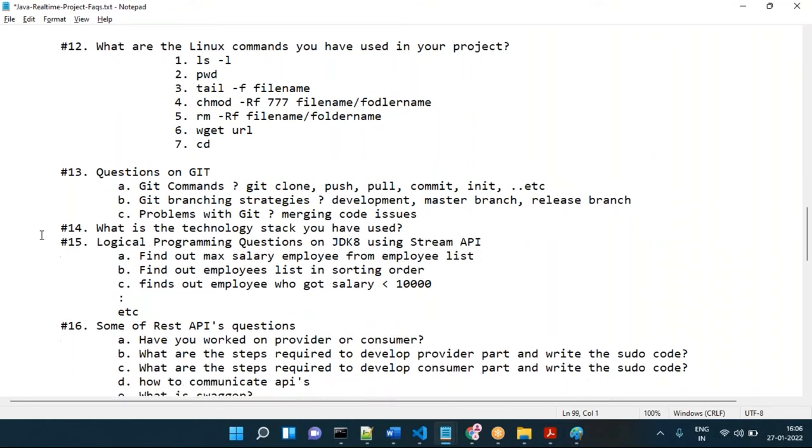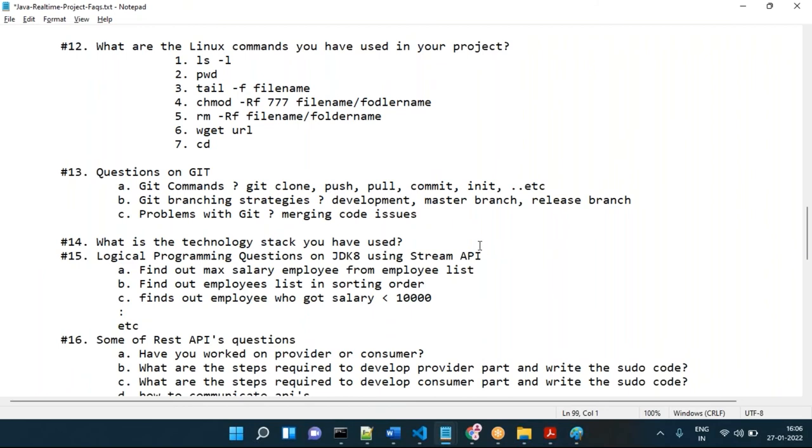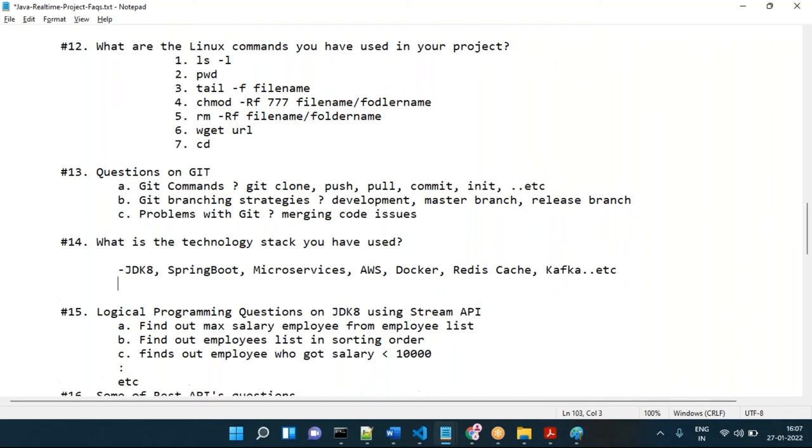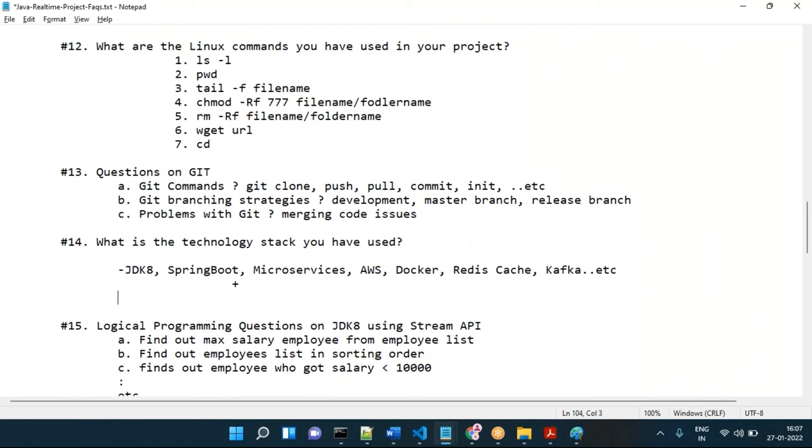Next one, what tech stack have you used in your project, team? You should explain: I got the opportunity to work on this project with JDK 8, Spring Boot, microservices, AWS, Docker, Redis Cache, Kafka, and so on. You should explain, and also 25 plus Java real-time tools we have used in our project, team.